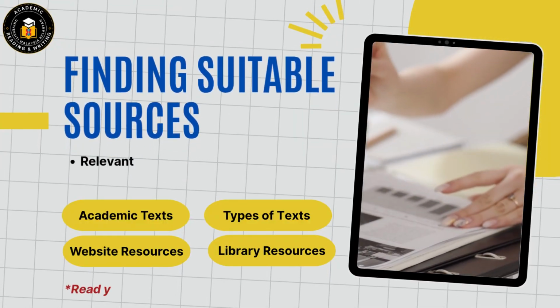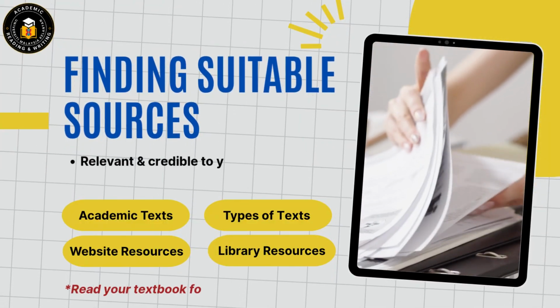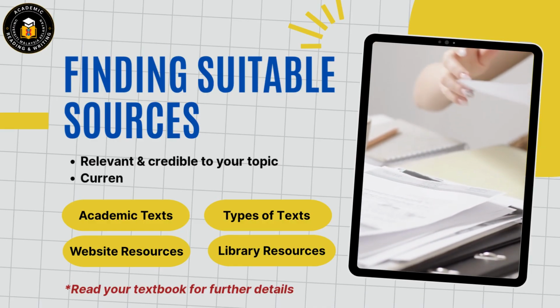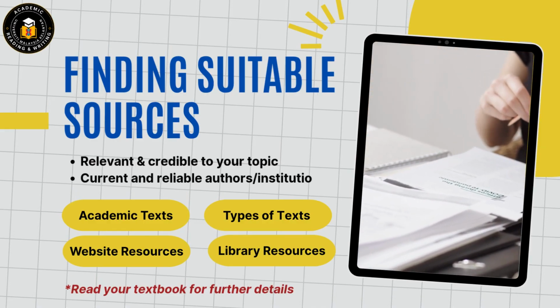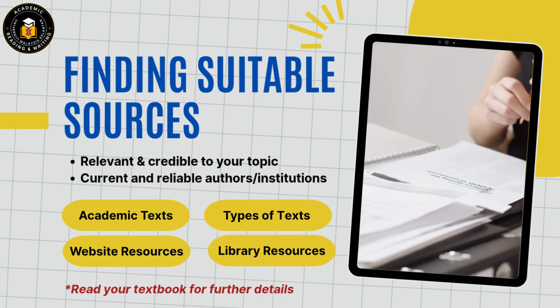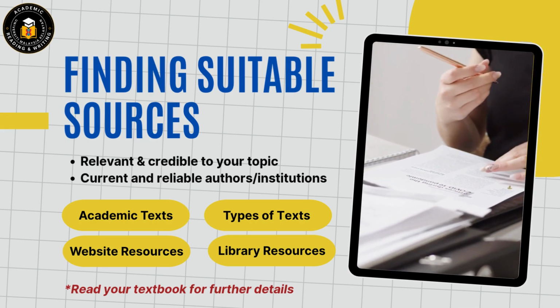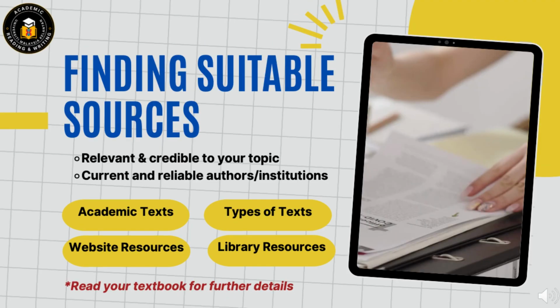Not all sources are equally useful. Suitable sources are those that are reliable, relevant, and credible. Finding credible sources is important because weak sources, for example, outdated blogs or anonymous websites, can make your argument less credible. Good sources show that you've done proper research. You can find reputable sources in journals, textbooks, and credible websites. Libraries and databases are especially important as they give you access to materials that have been reviewed and validated.